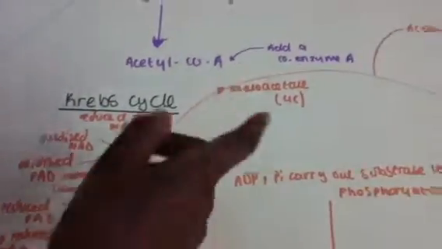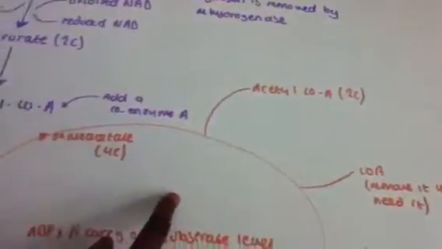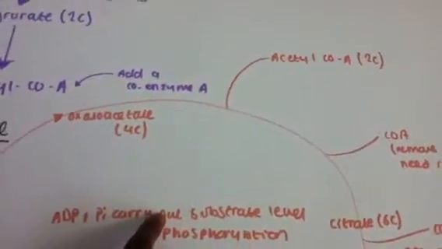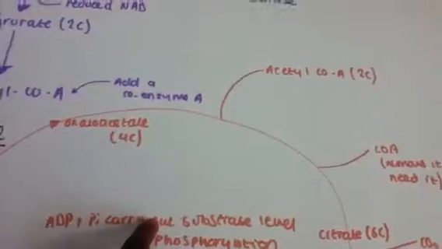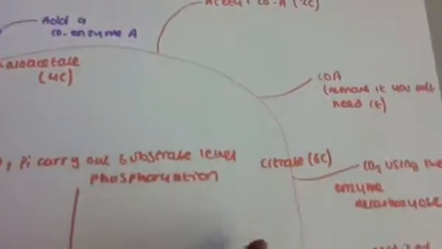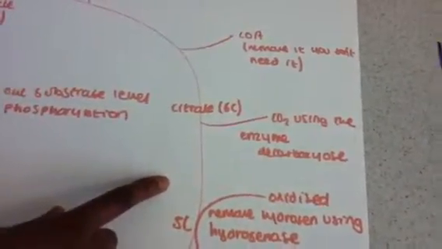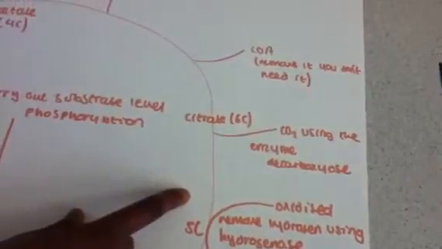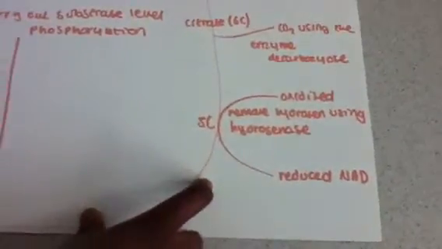So you start with NAD. And then you remove the coenzyme, which gives you citrate, which has 6 carbons. And then you remove the CO2 again using the enzyme decarboxylase, which then gives you 5 carbons, and the oxidized NAD is reduced by removing a hydrogen using dehydrogenase.